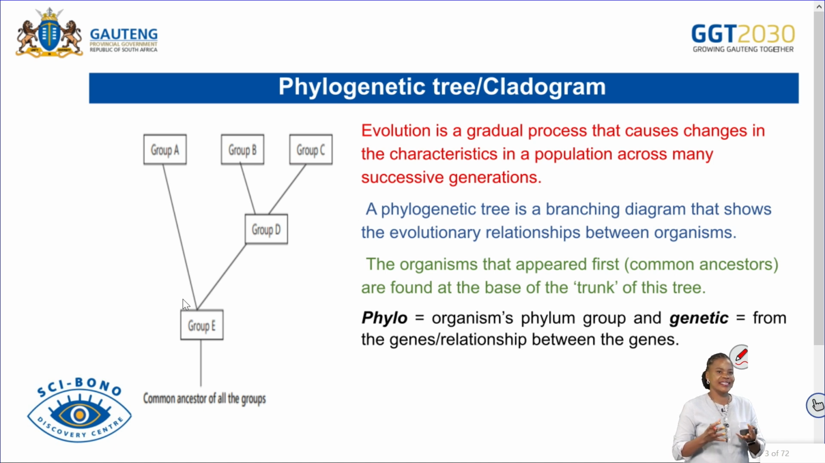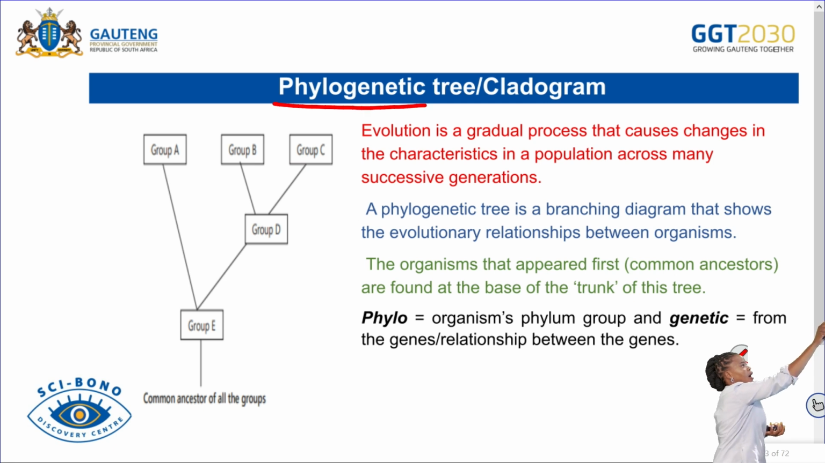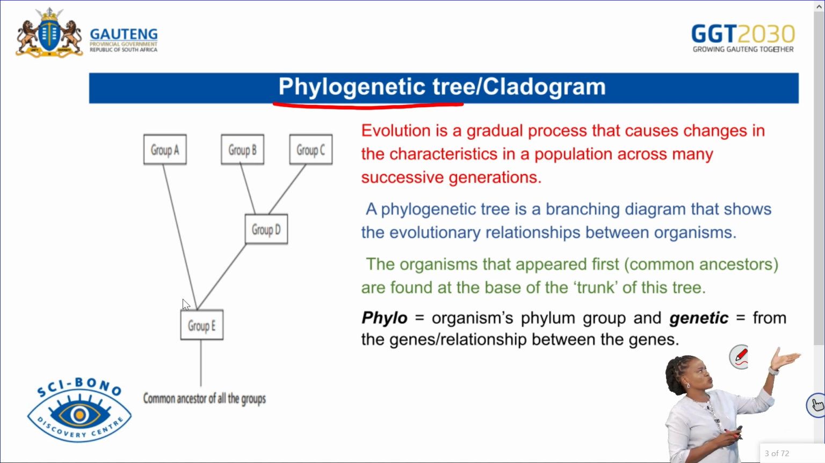Now, before we can get into the plant biodiversity itself, we need to know what the phylogenetic trees are. What are we really talking about when you talk of the phylogenetic trees or the cladogram? But we prefer the phylogenetic tree over the cladogram. Phylogenetic tree is the scientific word. Now, what are we talking about when we talk of the phylogenetic tree?